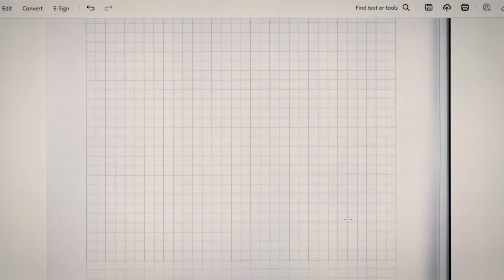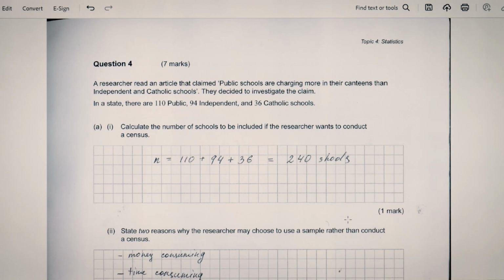Yeah. So now we are moving to statistics, okay? Again, in the stats part, students did quite well. They did quite well.